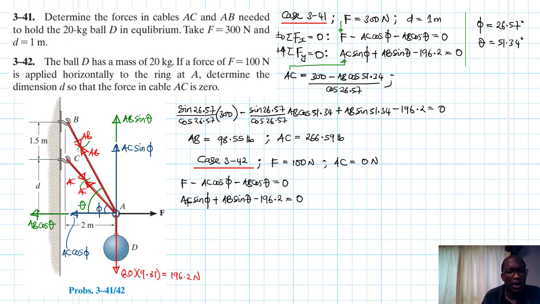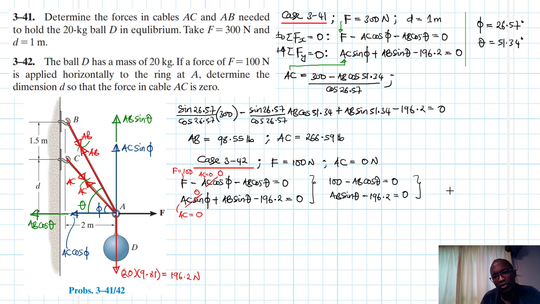So this part is 0 because AC is equal to 0. And then for this part we've been told F is equal to 100. Alright, so rewriting this, we have the following set of equations. We have 100 minus AB cos theta equal to 0. And then on the other side, we have AB sin theta minus 196.2 equal to 0.